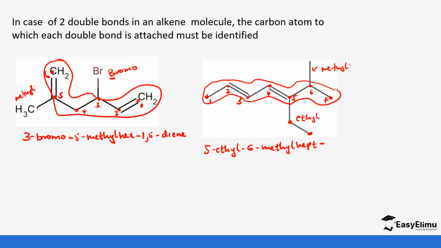And then we show the double bonds where they are. We have the first double bond at carbon number 2. We have the second at carbon number 4. And there are 2 of them, so we call them diene. So that's how we usually name alkenes. It's not that complicated, just go slowly, you're going to understand.